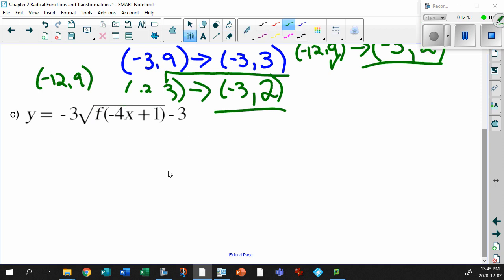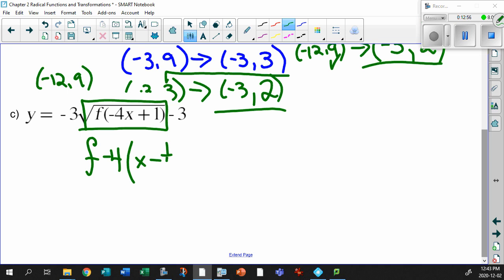Okay, dealing with what's inside. This is f of -4, so divide everything out by -4. This becomes x minus 1/4, and that's underneath the square root. Okay, see how it's keeping everything separate? There's a minus 3. Got it? Okay, step by step.